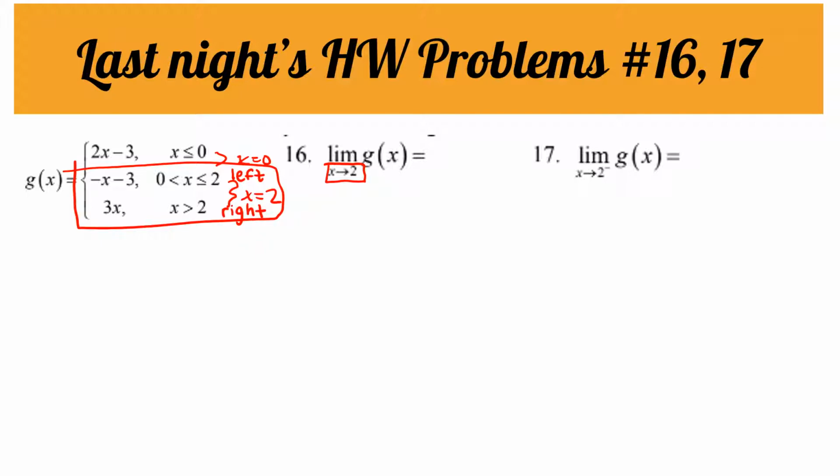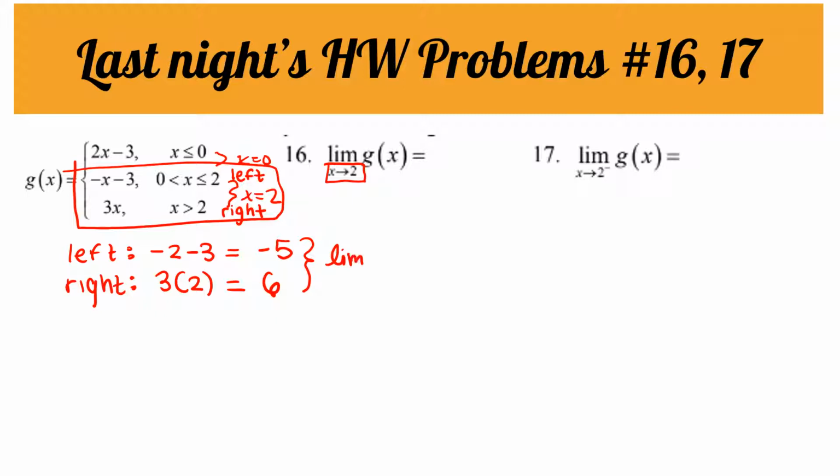And we're going to go through that same process. We're going to plug 2 into our left-hand side and our right-hand side and see if they match up. So the left-hand side would give us -2 minus 3. And our right-hand side would give us 3 times 2, 6. Since our left-hand and right-hand sides do not match, the general limit as x approaches 2 does not exist.